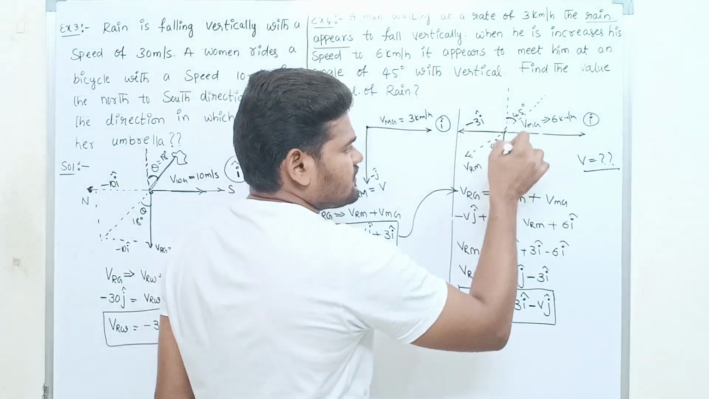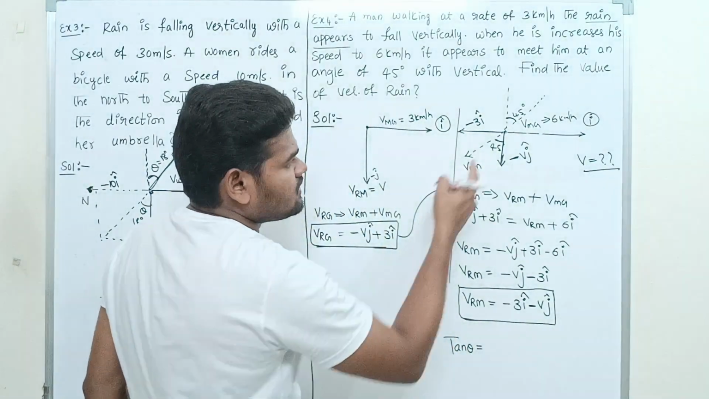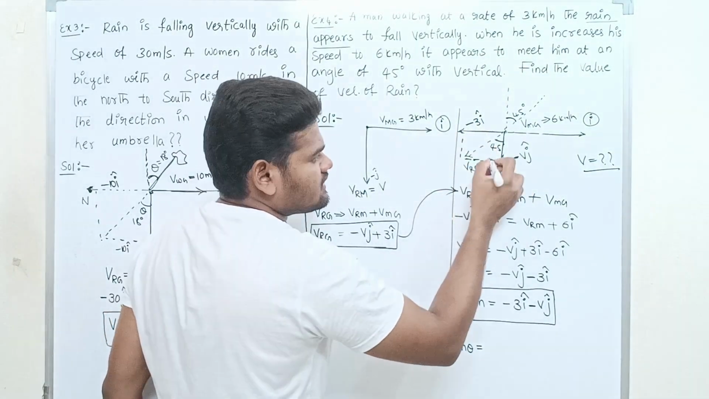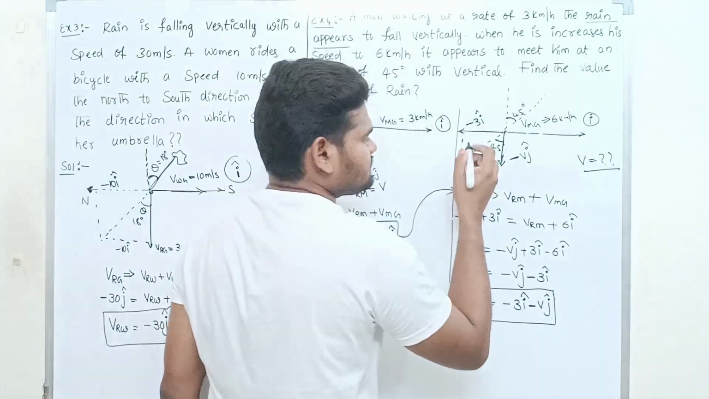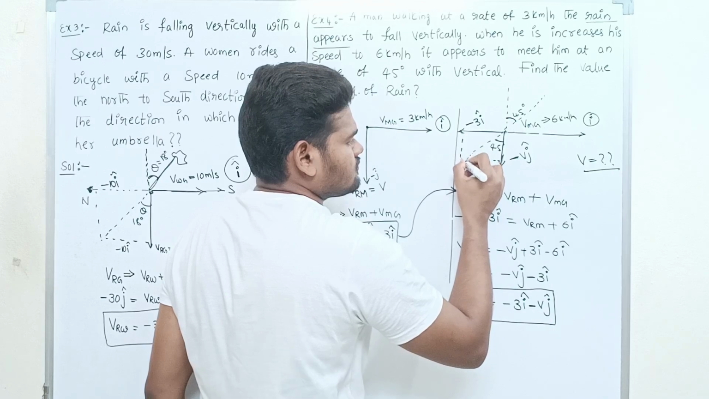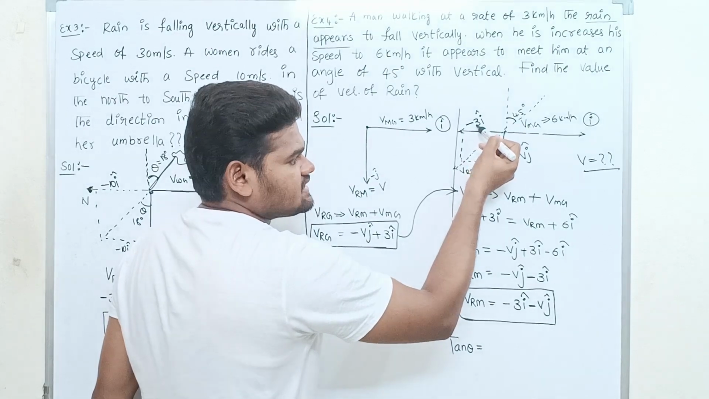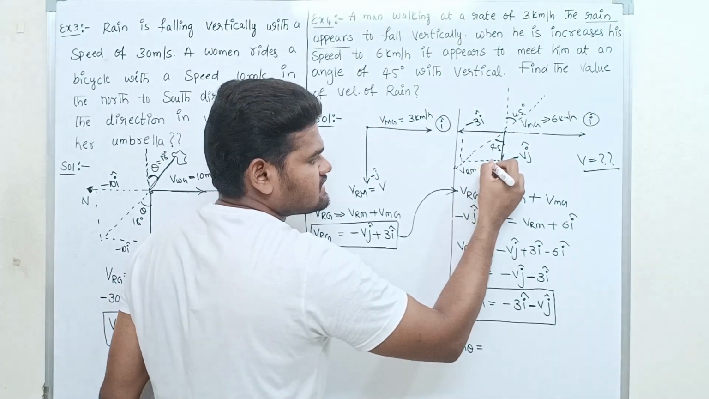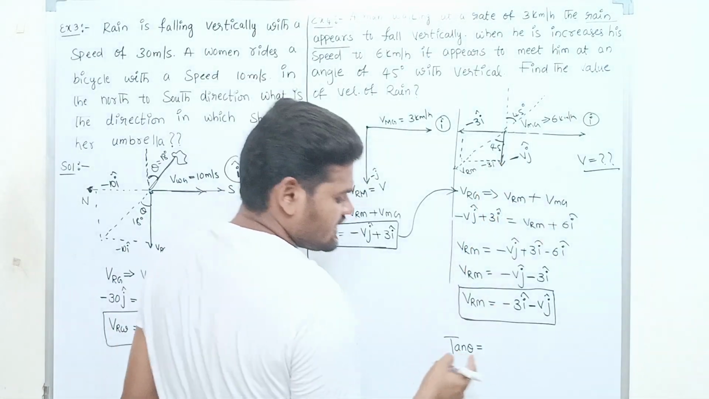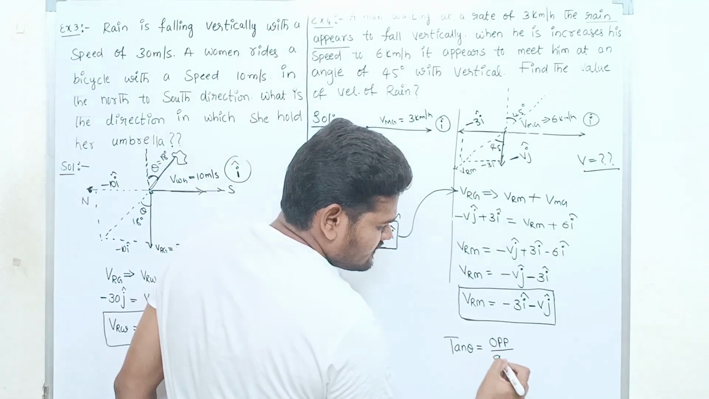So have a look at this diagram. From this diagram, we can write tan theta equals opposite side by adjacent side. If this is minus 3 i cap, then this also becomes minus 3 i cap. This is V_RM. The adjacent side we already have as minus v j cap.